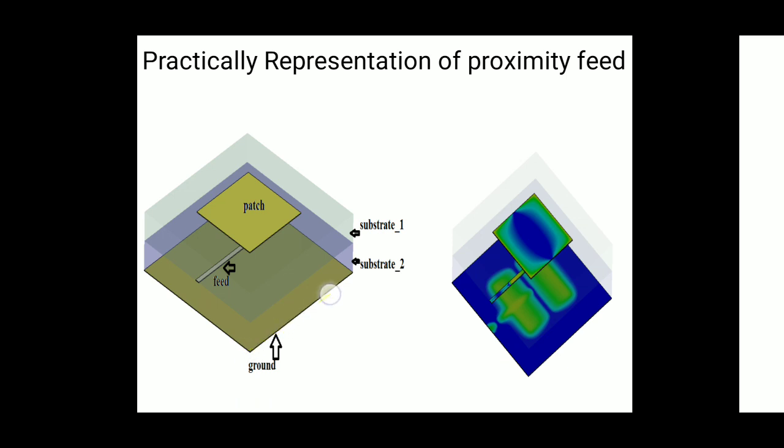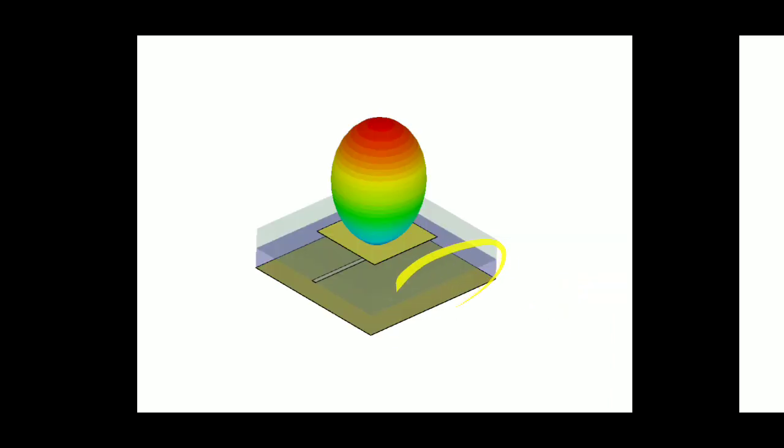This is the ground plane. Above the ground plane, we use substrate 2. Above substrate 2, we use the strip line. Okay, and above the strip line, we use a substrate, and above the substrate, we use the patch. Okay, so this is the feed line. By varying the width of the feed line, we can vary the characteristic impedance of the line. Okay, so this is the distribution of the electric field, or this is the gain of the feed line.